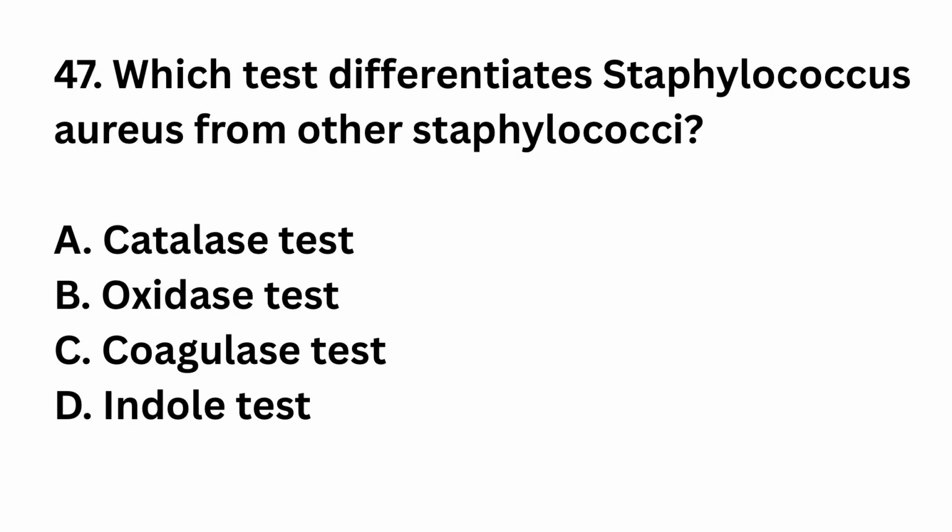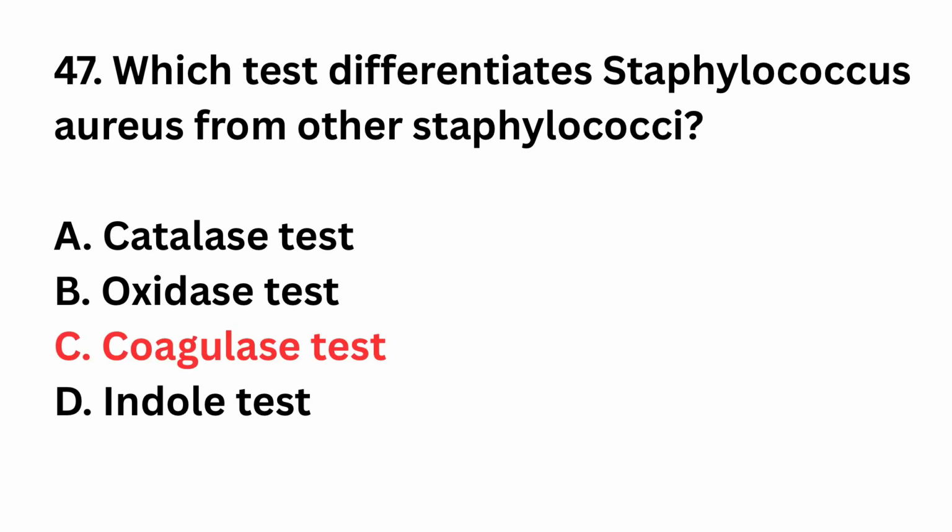Question number 47. Which test differentiates Staphylococcus aureus from other staphylococci? Catalase test, oxidase test, coagulase test, indole test. The right answer is option C, coagulase test. Coagulase positivity is a key virulence marker of Staphylococcus aureus.